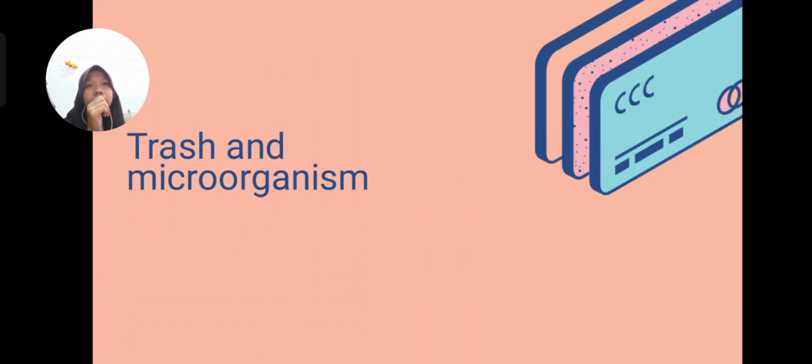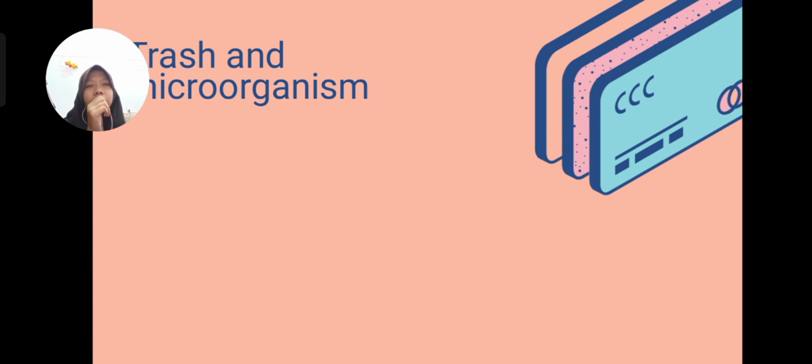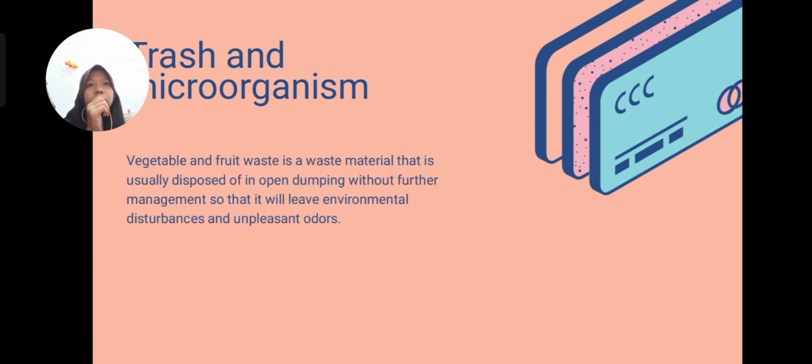The first is trash and microorganism. Vegetable and fruit waste is a waste material that is usually disposed of in open dumping without further management, so it will leave environmental disturbance and unpleasant odors. Vegetable and fruit waste has a low nutrition content, namely crude protein of 1 until 15% and crude fiber of 5 until 38%.